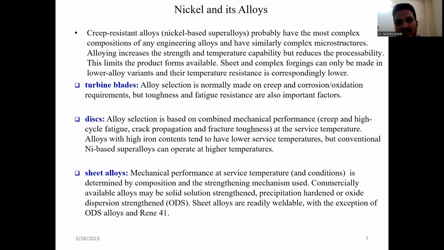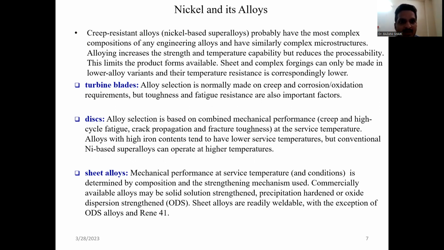Generally, for any alloys or nickel-based alloys, we have to understand the different applications. Nickel and its heat resistant alloys have more complex compositions, helpful for engineering applications. When we are discussing improving strength, complex methods such as alloying increase the strength and temperature capability, but that reduces processability. Sheet and complex forgings can only be made from lower alloyed materials, whose temperature resistance is correspondingly lower.